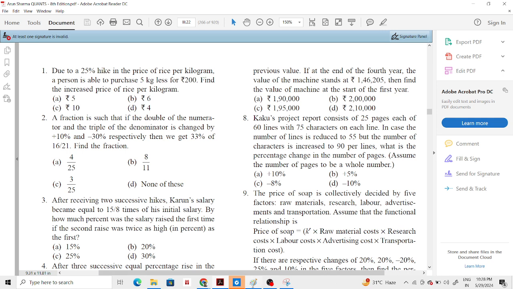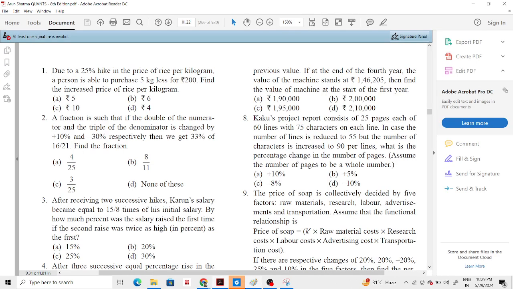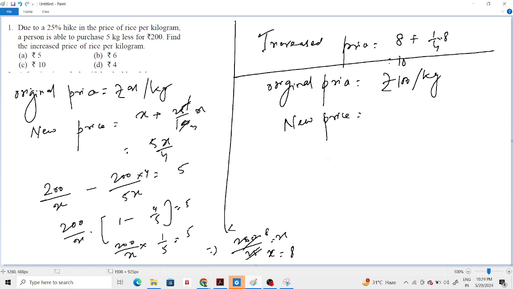Now with X this can be done, but what about 100? With 100 also, I think it can be done. I'm not sure. So original price, rupees 100 per kg. And the new price is 25% more, 125. So 125 is the new price. Now 200 divided by the original price 100 minus 200 divided by the new price 125.